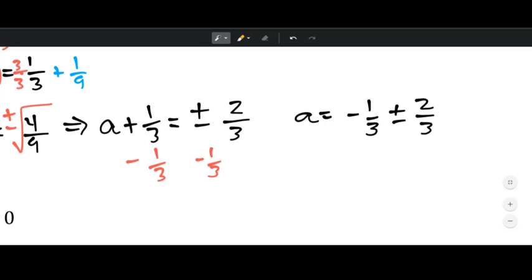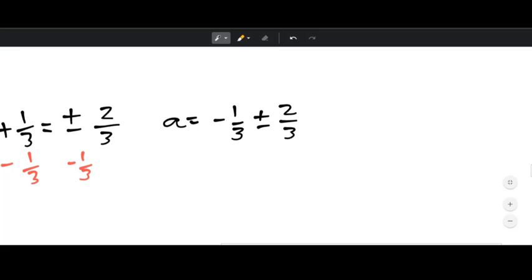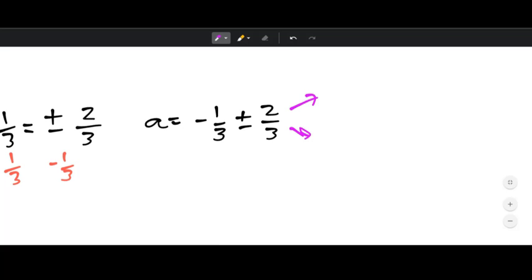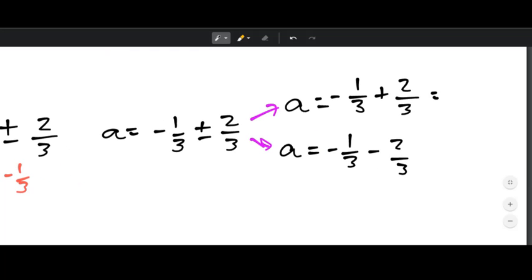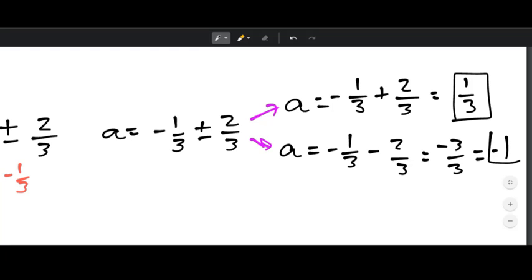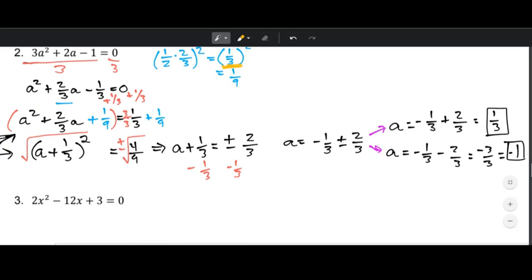So I don't want to box this in because I actually can combine these. So let's break it into two cases here because of the plus and minus sign. We have a equals negative 1/3 plus 2/3, and then a equals negative 1/3 minus 2/3. And so my final answers here, I would just say that a equals 1/3, and then down here, a equals negative 3/3, which is just negative 1. Okay, and that is our answer to number 2.